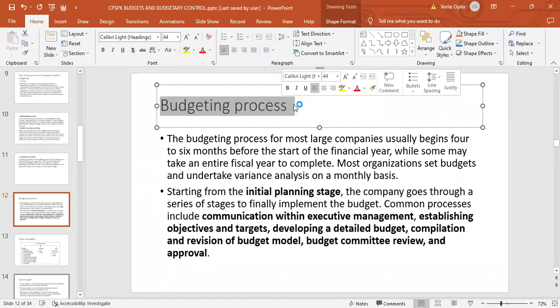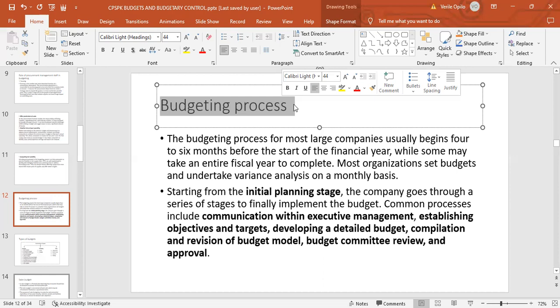So the budgeting process is the process of creating a budget, and it usually is undertaken in various phases. Of course, the first phase is the planning process. So you're going to have the initial planning stage, whereby you are thinking that we need to create a budget, maybe a sales budget, a production budget. We also need to maybe create a labor cost budget.